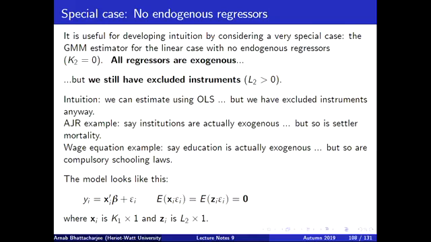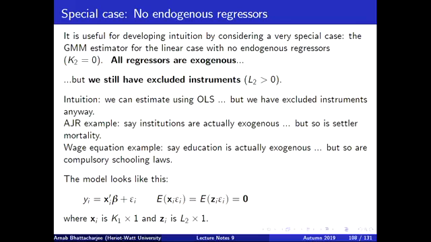Right, a few special cases now. First of all, let us consider a situation where there are no endogenous regressors. So K2 is 0. All regressors are exogenous. We still have excluded instruments. Okay? Now, we can estimate using OLS. However, we have some excluded instruments anyway.